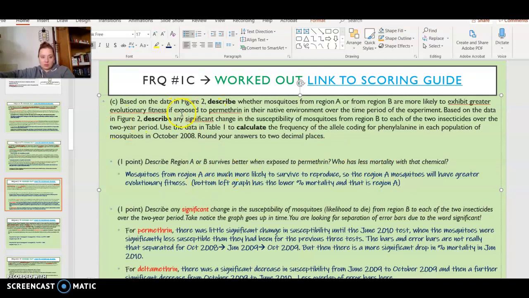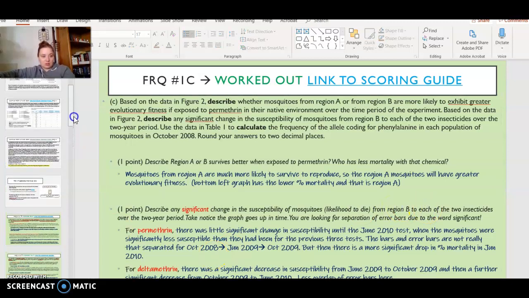So the next one: describe any significant change in the susceptibility of mosquitoes from region B to each of the two insecticides over the 2-year period. So we're describing significant change. When you see the word significant or statistically significant, these are when you're looking at error bars and things like that. So significant change, what are they likely to die? We're looking at region B of the 2 insecticides over the 2-year period.